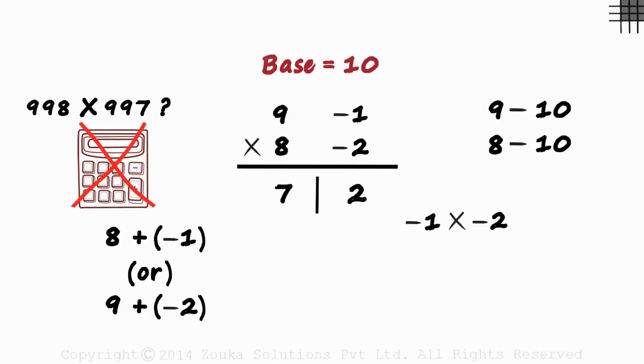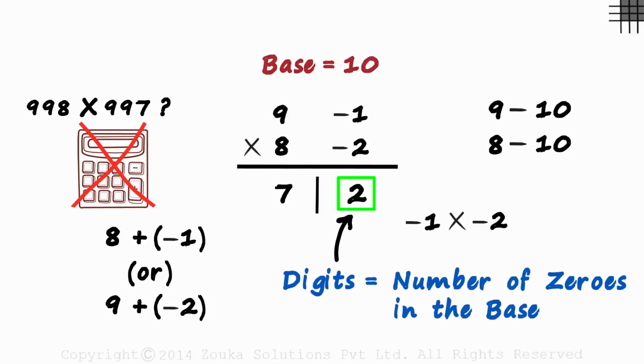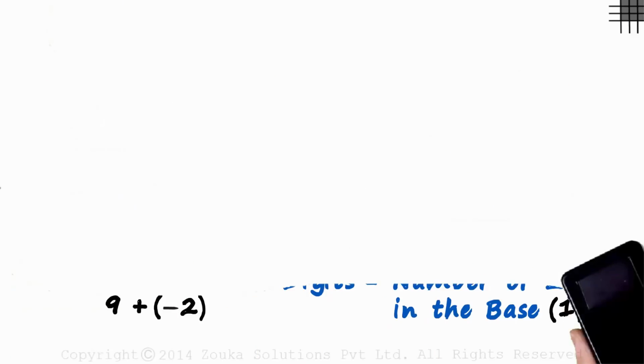Is there anything we need to be careful about here? Yes. On the right, the number of digits should be equal to the number of zeros in the base. Here, the base has one 0, so we write just one digit on the right. Don't worry, everybody thinks this is difficult at first. So let's quickly solve a couple of problems and you will see how simple this technique actually is.